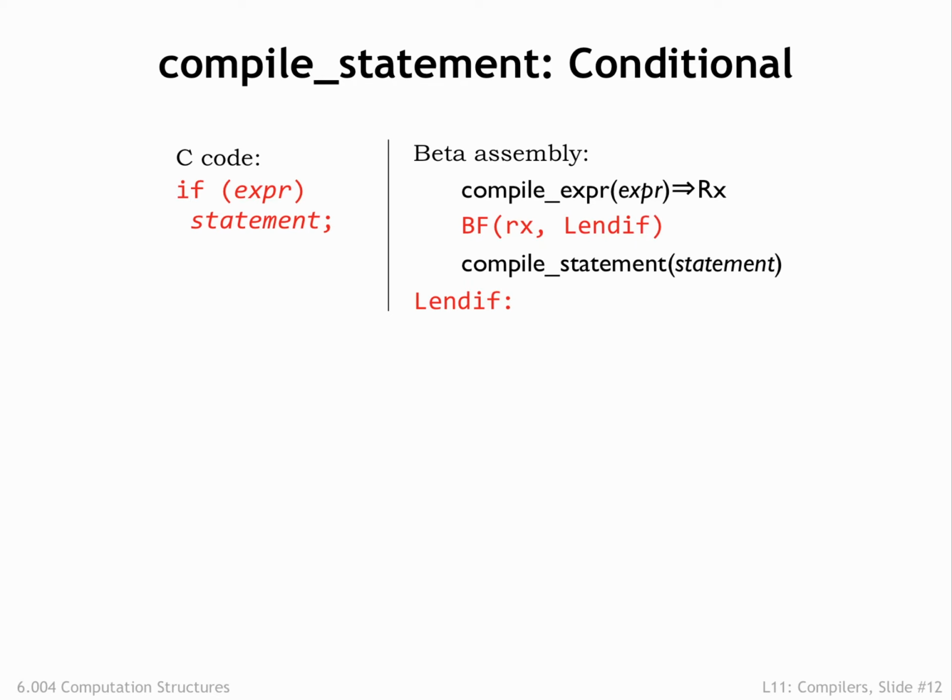Here we see the simplest form of the conditional statement, where we need to generate code to evaluate the test expression, and then, if the value in the register is false, skip over the code that executes the statement in the then clause. The simple assembly language template uses recursive calls to compile expression and compile statement to generate code for the various parts of the if statement.